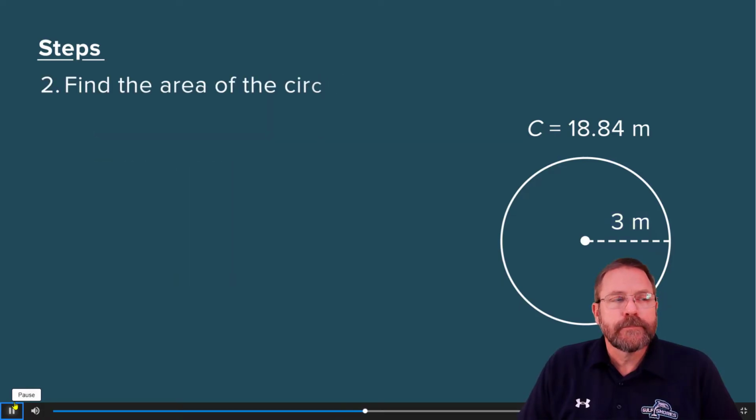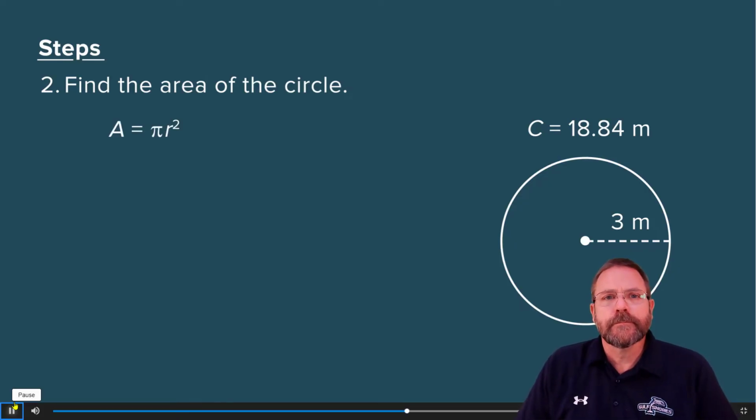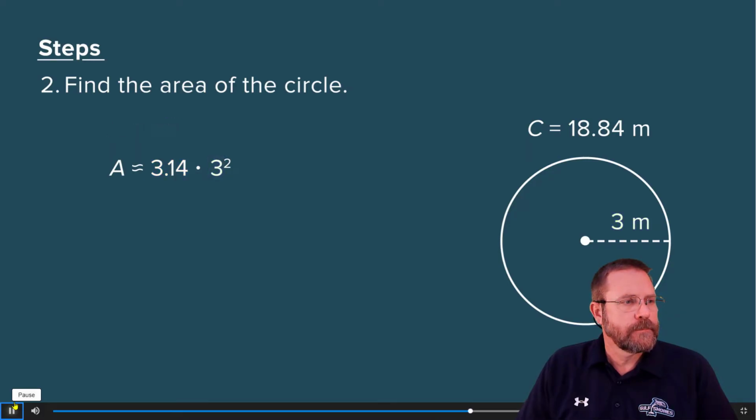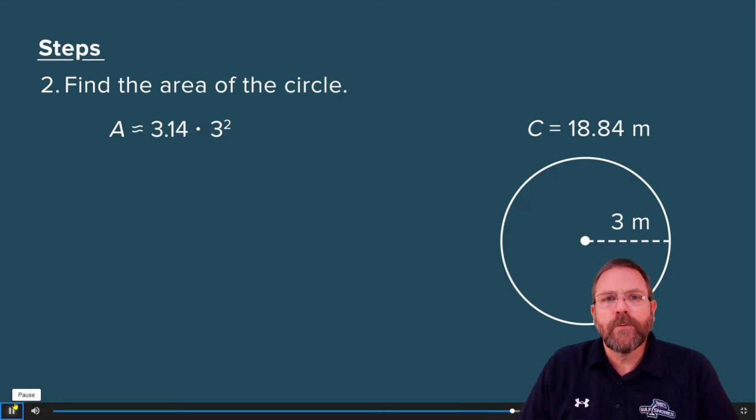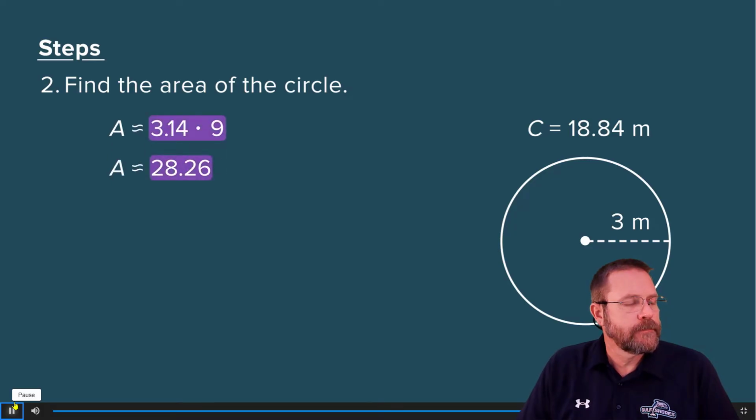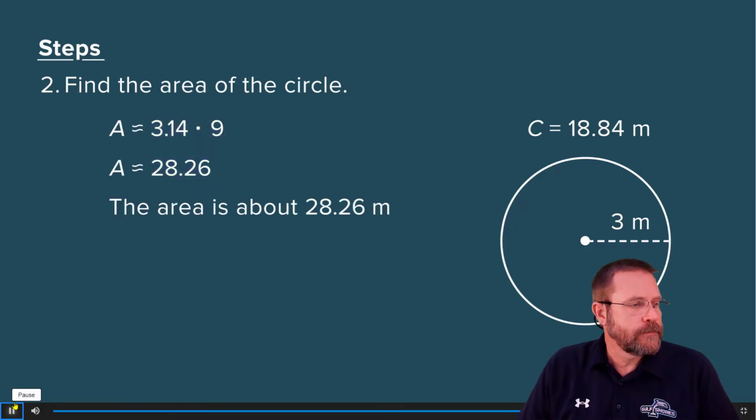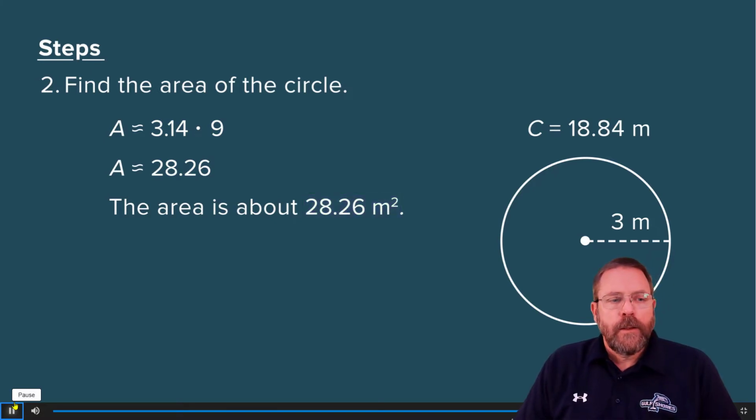Next, use the radius to find the area of the circle. Write the formula for the area. Then substitute an approximation for pi and the value of the radius. Now simplify the expression for the new area. So they substituted that 3 in for the evaluate radius. the power. Then multiply. The area of the circle is about 28.26 square meters.